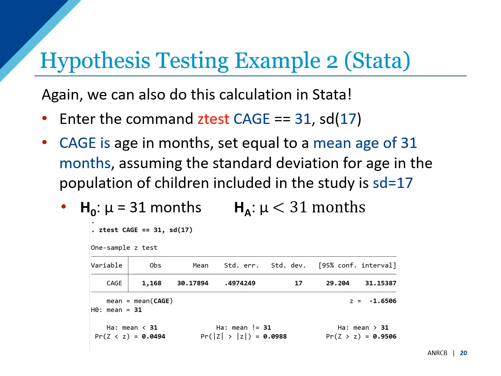But we see that our z-score outputted below the table is negative 1.6506. At the bottom in the center, you can see that the p-value for the alternative hypothesis that the mean is not equal to 31 months is 0.0988, which is greater than 0.05, so we fail to reject the null hypothesis that the mean age is equal to 31 months. Our conclusion is that we cannot say that the mean of our random 10% sample is different than 31 months.